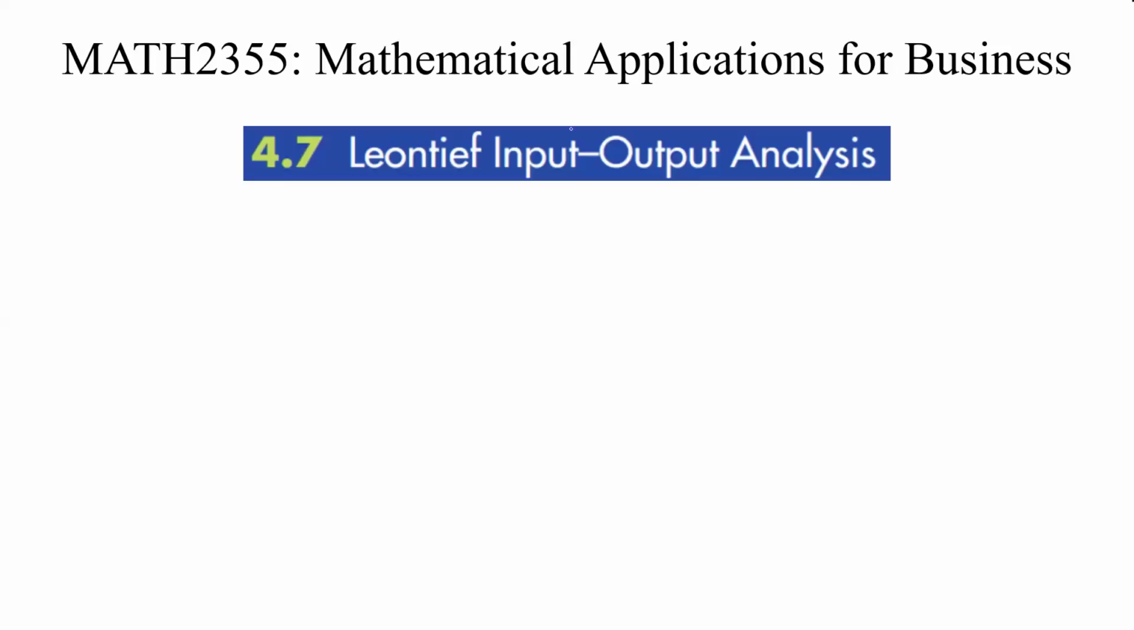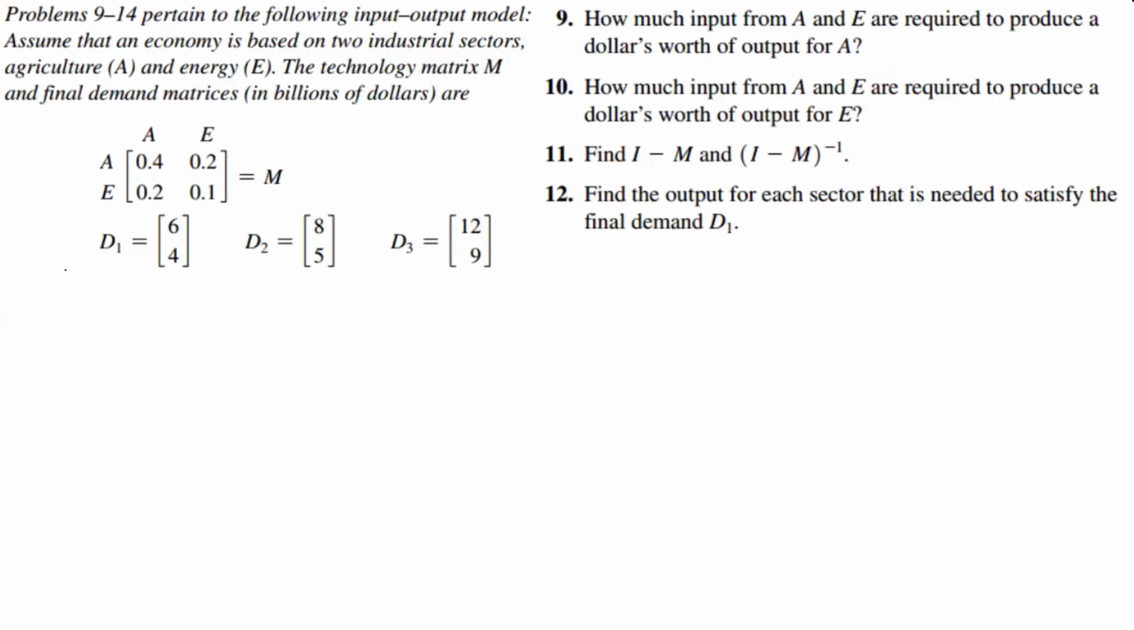All right, so let's look at 4.7 and let's look at some examples now. In problems 9 through 14, we're just going to do 9 through 12 because 13 and 14 are basically just two more examples. Once we understand the first one, which is D1, we can do the rest of them. We're going to assume we have ag and energy for A and E, and the technology matrix is given here, and our final demand matrices are here, here, and here, and those are in billions of dollars.